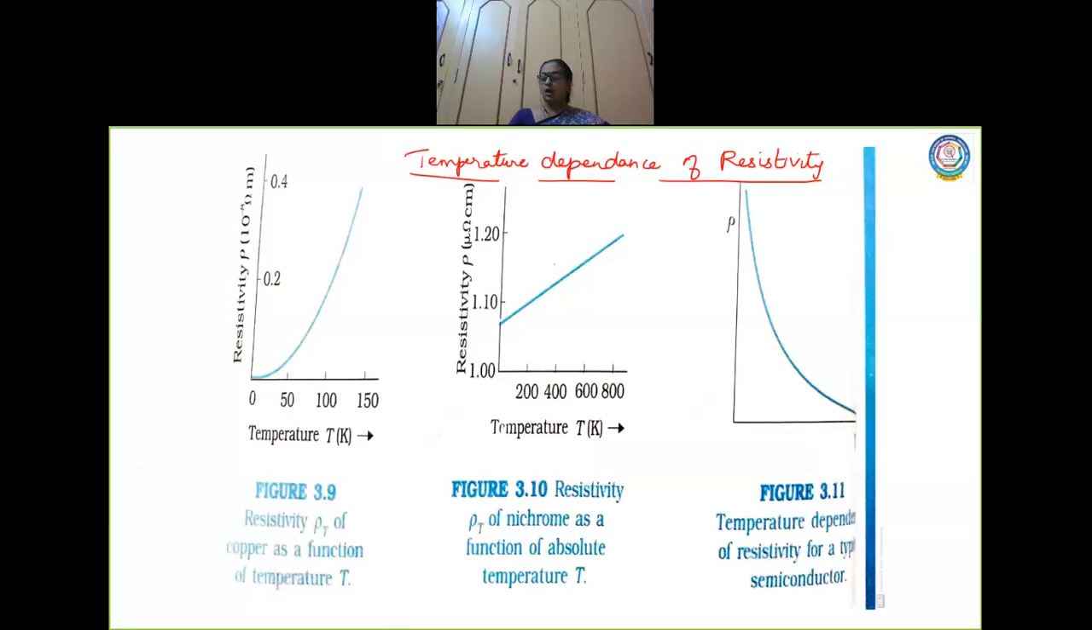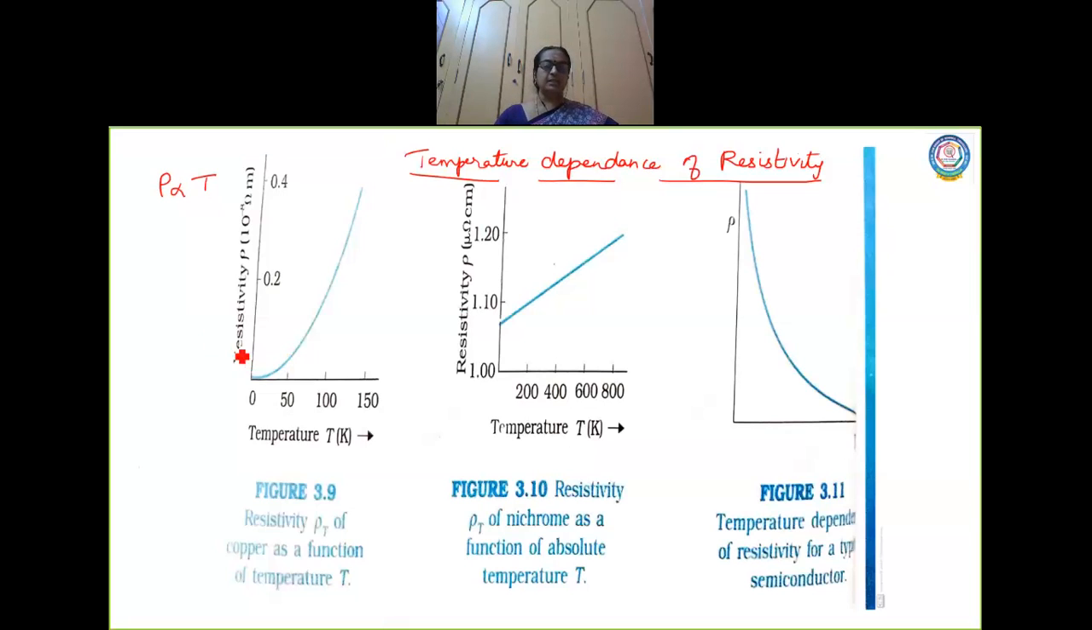So the resistance of a conductor, or the resistivity of any material, depends on temperature. Resistivity is rho, children. Rho has a dependence on temperature, right? So what happens to the resistivity when you increase the temperature? If you are going to increase the temperature, the resistivity of a conductor will also increase.